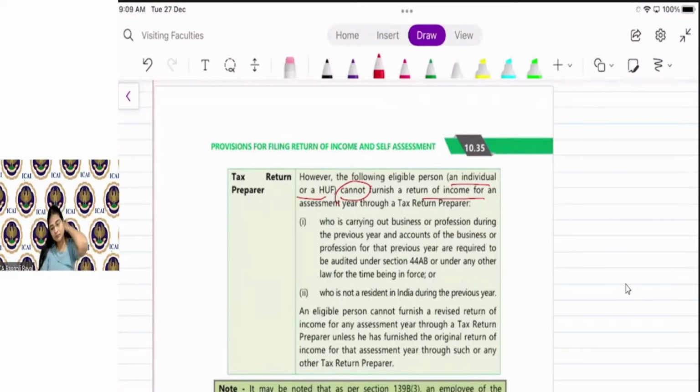Further, say for example, eligible person, that is individual and HUF, cannot furnish revised return through tax return preparer unless the original return is also filed by tax return preparer. So say for example, you yourself file your original return. Now you want to revise your original return through tax return preparer, then you cannot do that. If your original return is filed by tax return preparer, then only your revised return will be filed by tax return preparer.